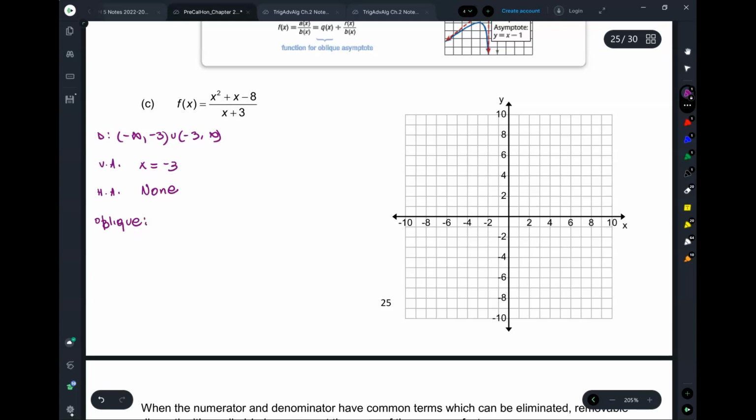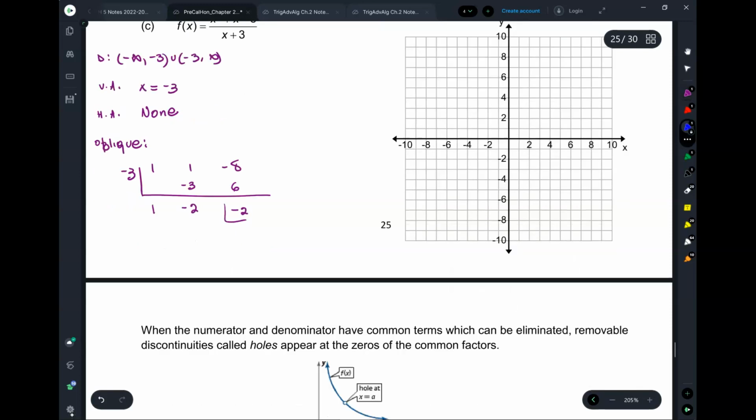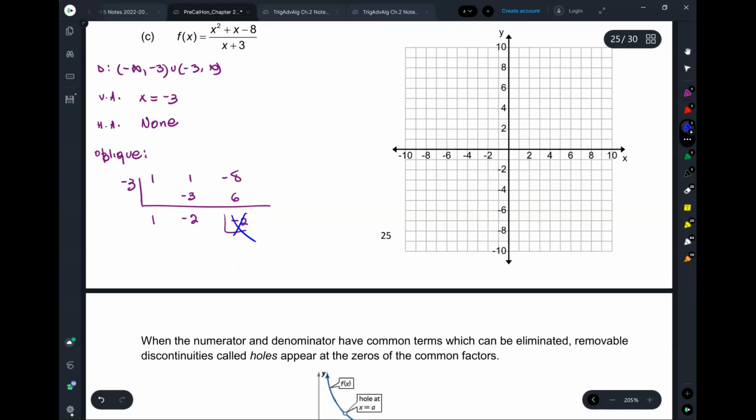Here's how you find the oblique asymptote. Guess what you have to do? You have to actually do the polynomial division. You have to do either long division or synthetic division. Luckily, we can do synthetic division here. So we're going to have negative 3, 1, 1, negative 8. We're experts at this now, right? Except I guess I'm not. Negative 2. What's this? 6. Negative 2. That's the remainder. For the purposes of this, throw away the remainder.